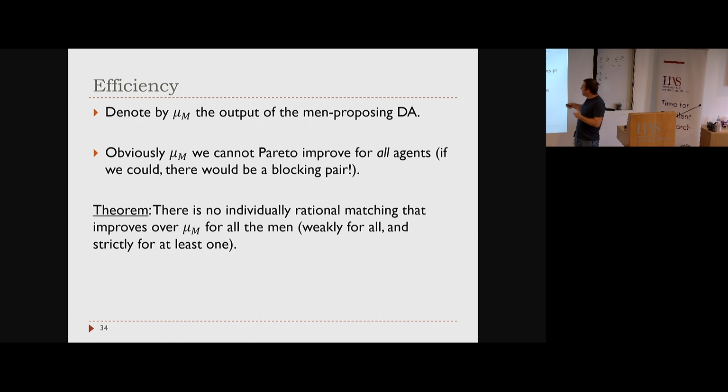So it's obvious that we cannot Pareto improve, but we can also prove that there is no individually rational matching, not a stable matching, just an individually rational one, in which all the men get something better than mu m. If you want to get something better than what you get out of the deferred acceptance, some woman is going to get some men that she is not even willing to accept. You cannot do better than that.